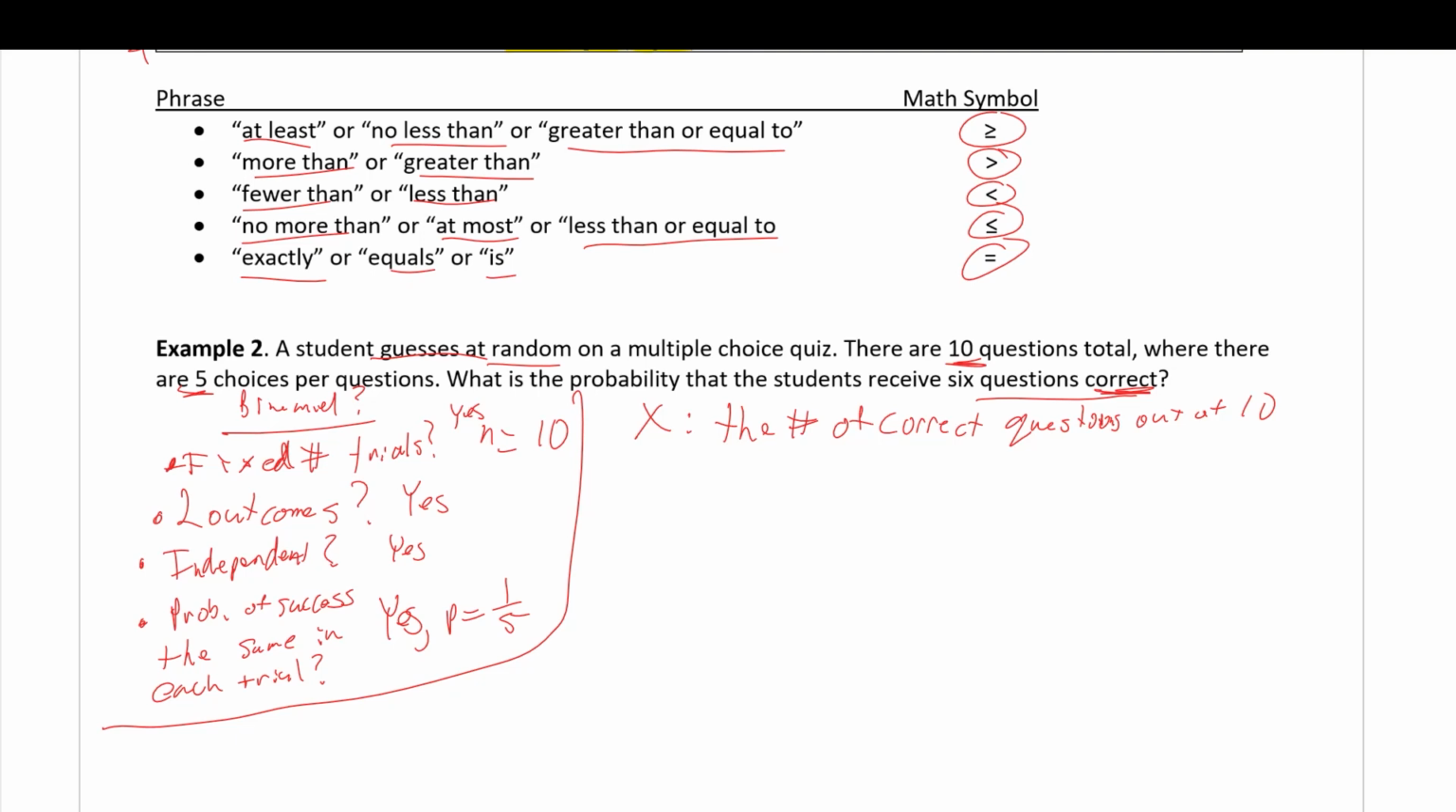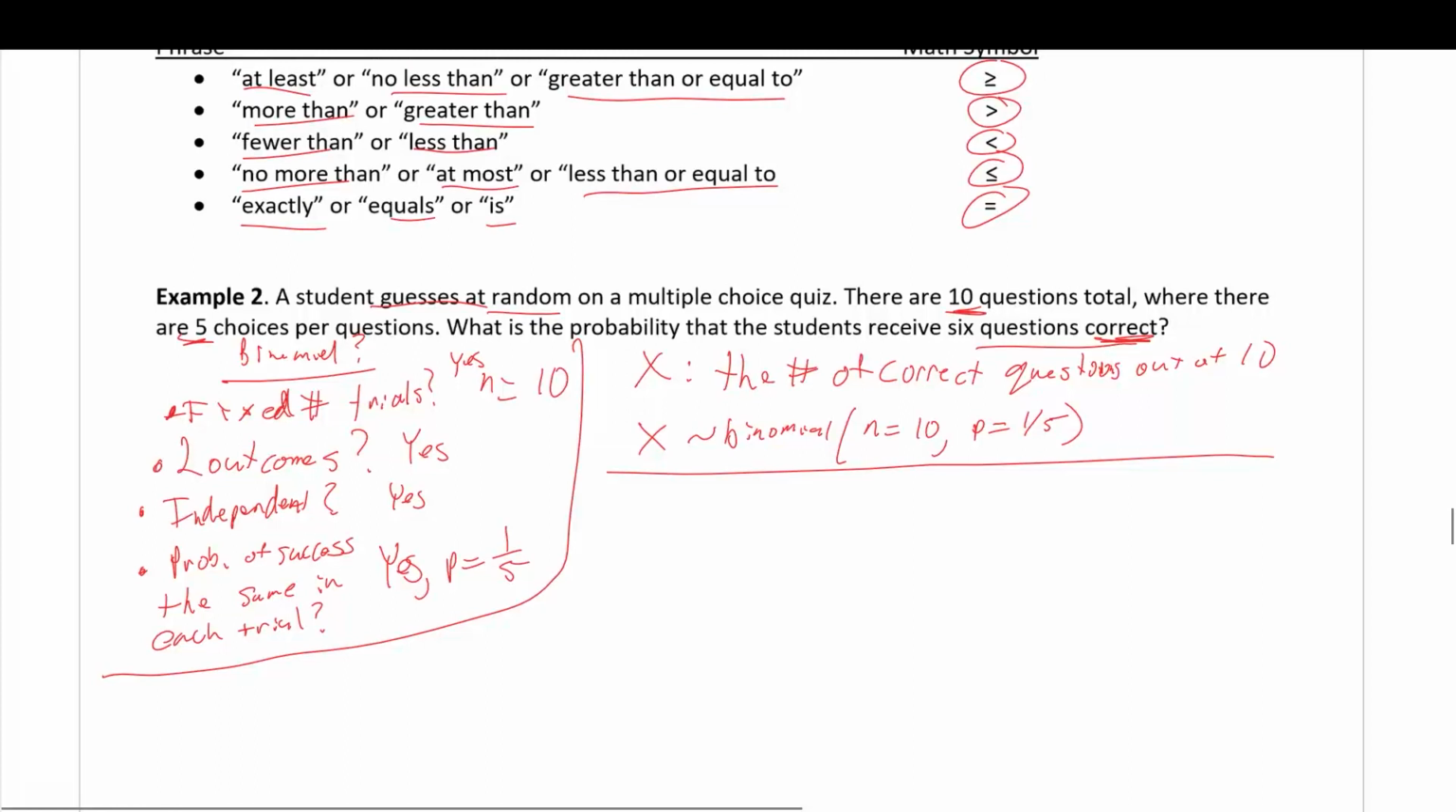We know that this is binomial, so x is distributed as a binomial where we have 2 parameters. They're called the number of trials, which is 10. This doesn't change in the problem. And also the probability of success is 1 in 5. So that's a very well-defined problem now. Now let's actually answer the question, because all we did was establish our understanding of the question. What's the probability that the student receives 6 questions correct?